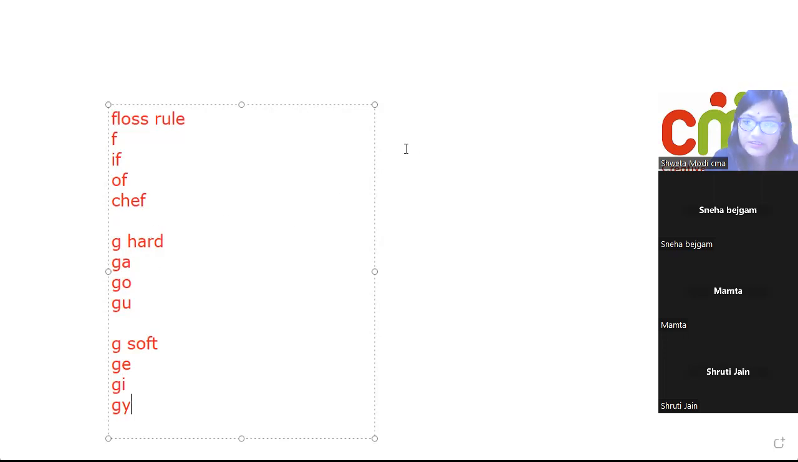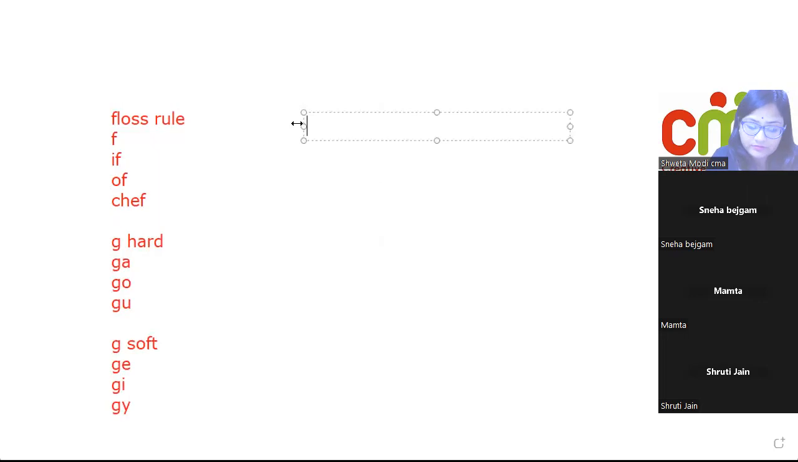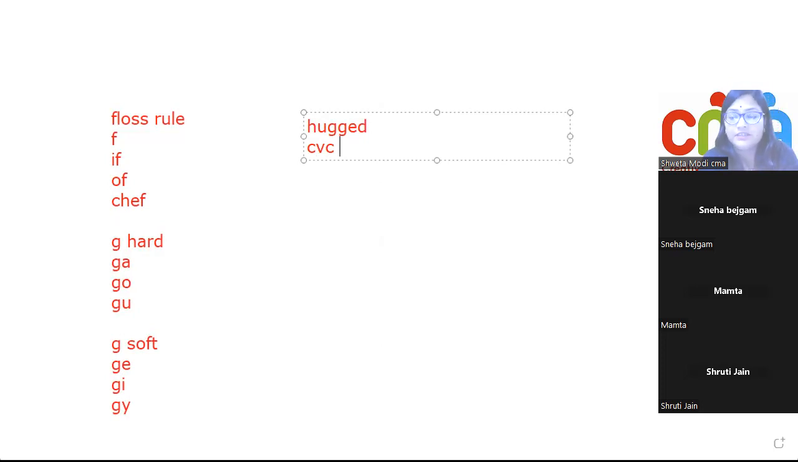Now, when does G get doubled? As in the word hugged, why is G doubled? Rabbit rule, in between two vowels, whichever letter comes, it doubles. No, this is the CVC doubling rule. When the last three letters are consonant, vowel, consonant, and you add any suffix which starts with a vowel, then the last consonant gets doubled, right?